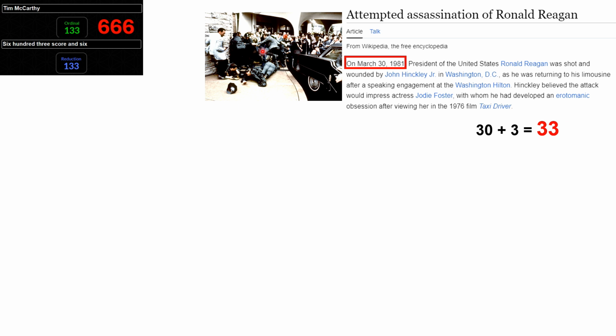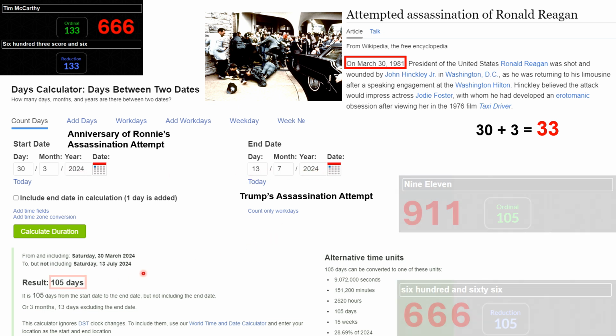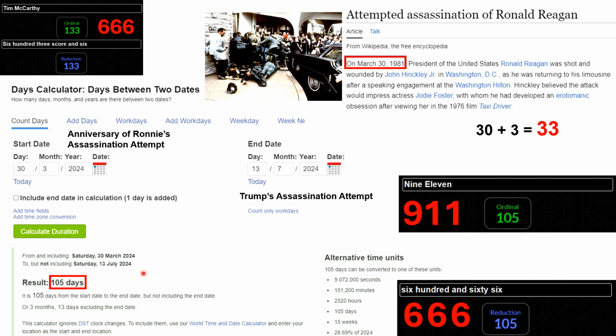But more importantly, when we look at the dates of the anniversary of Ronnie's assassination attempt to when Trump was assassinated, so that will be the 30th of the 3rd, 2024 to the 13th of the 7th, 2024. Look what we've got there, 105 days. Again, that's 911, and it's also 666. So, coincidence? Who knows? But I say definitely not.